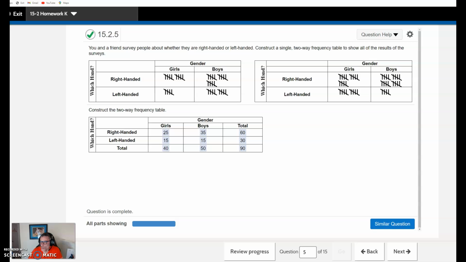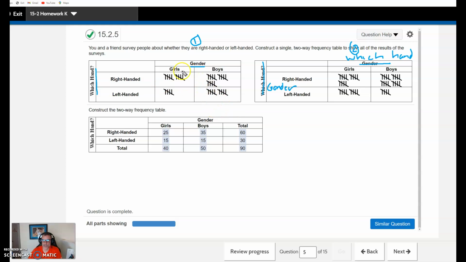They will give you 2 surveys just like this. Survey 1 is right here, and survey 2 is right here. But then they will switch the categories. In other words, gender is up here, and which hand is over here on this survey. But then on the second survey, they would put which hand up here and gender over here. And so it's just being sneaky, and they're throwing a curveball at you.